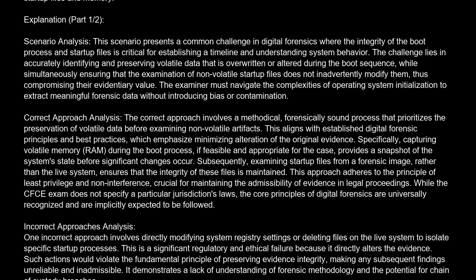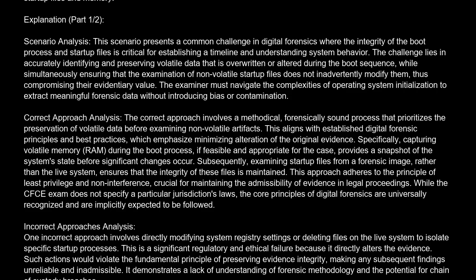Subsequently, examining startup files from a forensic image, rather than the live system, ensures that the integrity of these files is maintained. This approach adheres to the principle of least privilege and non-interference, crucial for maintaining the admissibility of evidence in legal proceedings. While the CFCE exam does not specify a particular jurisdiction's laws, the core principles of digital forensics are universally recognized and are implicitly expected to be followed.